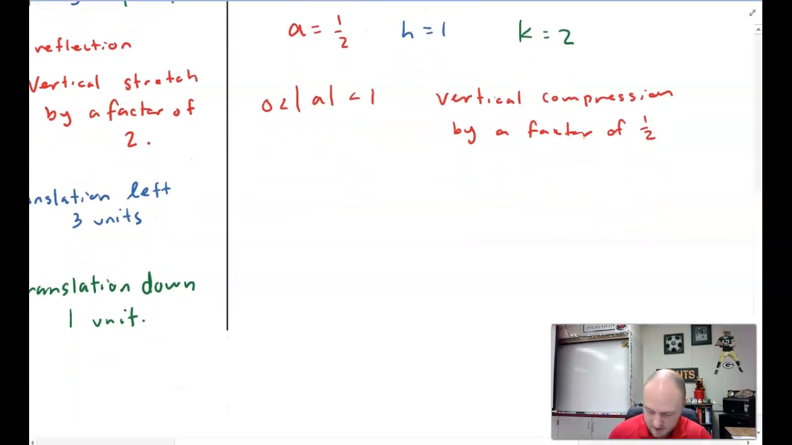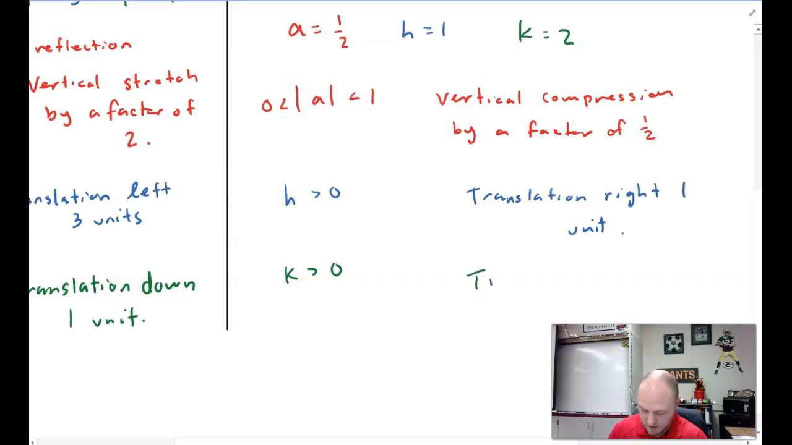Our h value is 1. So since h is bigger than 0, we're going right. So translation right, 1 unit. And then k is 2, so again, since k is greater than 0, we're going up. So translation up 2 units.